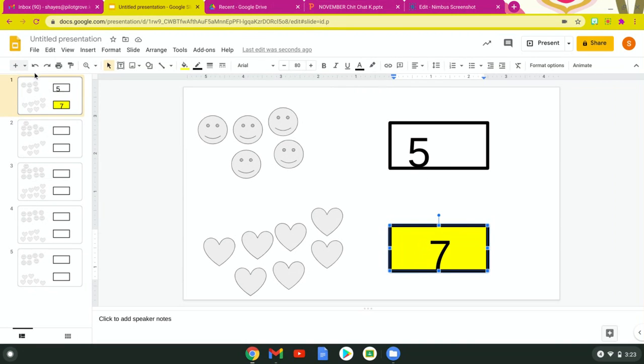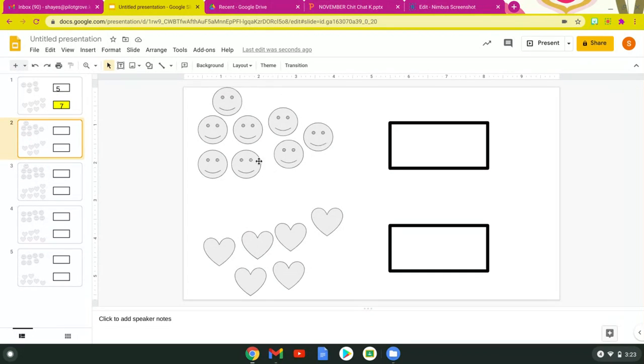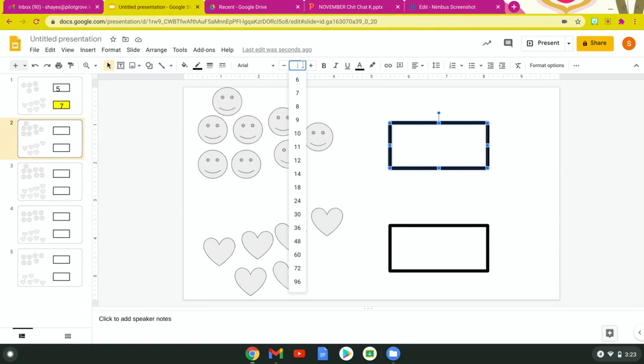Okay, let's go down to the next one. And we have smiley faces and hearts again, and we're going to count them. Ready? Help me count as I point. 1, 2, 3, 4, 5, 6, 7, 8. How many do we have here? We have 8. So I'm going to type in a number 8. Then I'm going to move down here and let's count how many hearts we have. 1, 2, 3, 4, 5, 6.